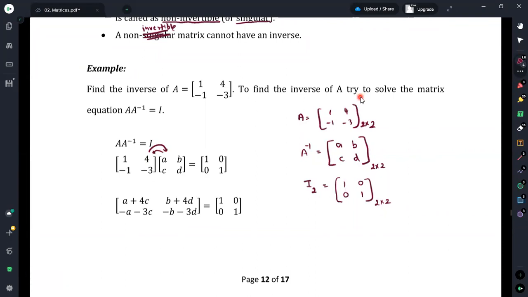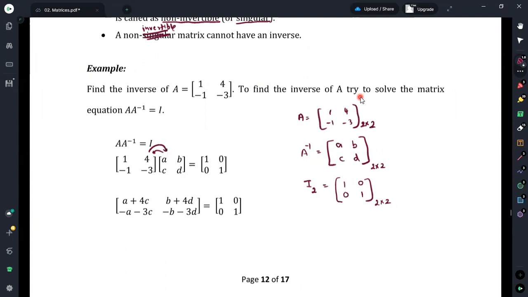It is because when you multiply a matrix and its inverse, the order is not important, so we can interchange those two places as well. Once you do the multiplication, you will get the matrix in this way. The elements are A plus 4C, B plus 4D, minus A minus 3C, minus B minus 3D.